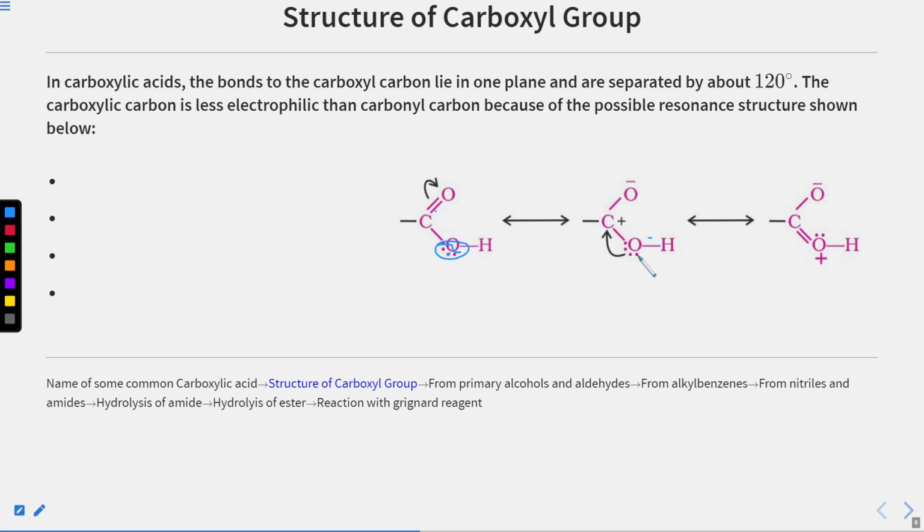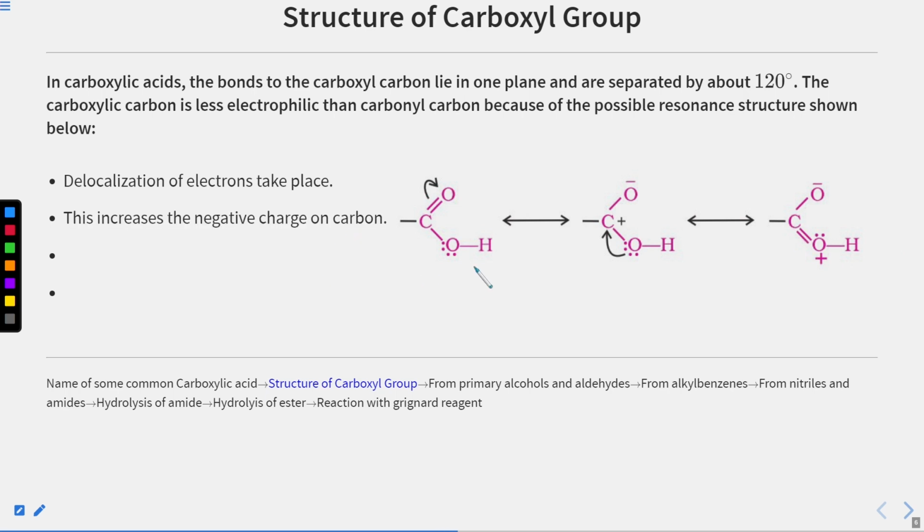Now, as this lone pair is delocalized, this decreases the polarity of the carbon-oxygen bond. And you know that the polarity of this bond is very important for facilitating the nucleophilic attack of the nucleophile. So in steps, first the delocalization of electron takes place. This increases the negative charge on carbon because this oxygen is donating electron into the carbon orbital. Then further it decreases the polarity because the negative charge is neutralizing the delta positive charge that has been created by the electronegative oxygen, and this decreases the reactivity of the carbonyl center.